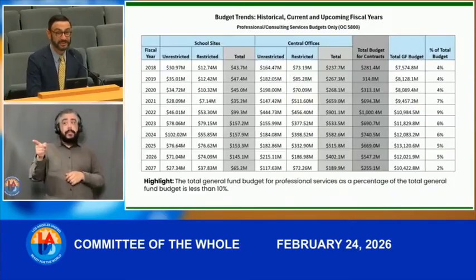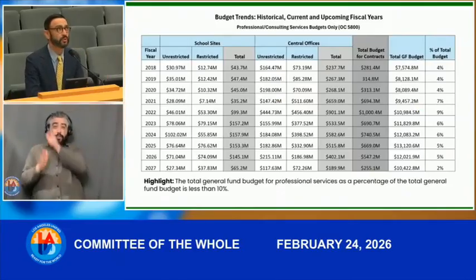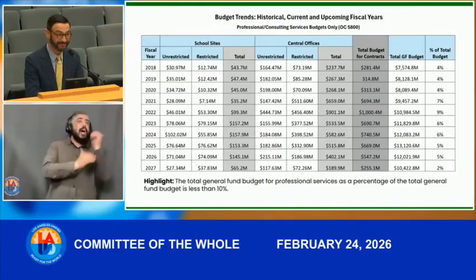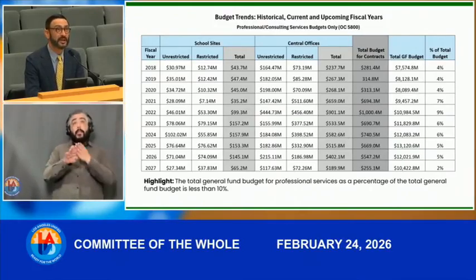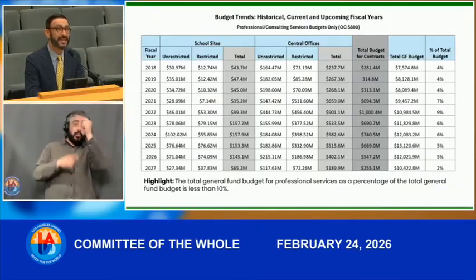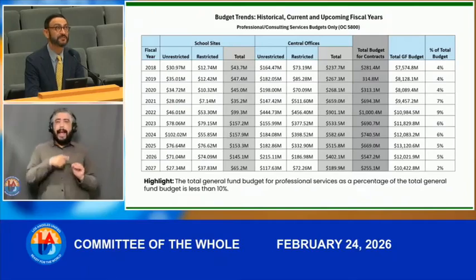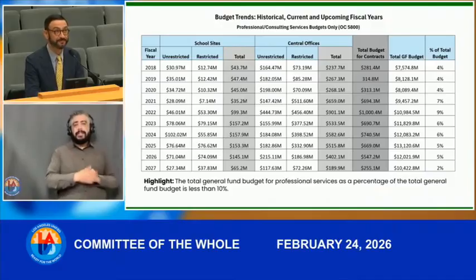Here are all of the details behind that graph that I just showed you. Again, the same columns, the school, unrestricted and restricted, the central office, unrestricted and restricted, the grand total, and then the percentage of the budget that these represent. So pre-pandemic was around 4%, high point about 9% in the 21-22 school year, and at least at this point in time for next school year, about 2% of the general fund budget for these professional and consulting services contracts.